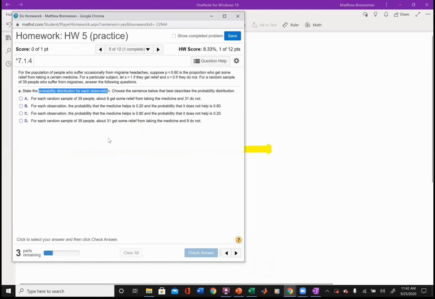So a little bit of this is language. We can throw some of these things out already because they're asking us about each individual observation, and this is talking about a random sample. So in my question selections, choices A and D are not relevant. So it's either B or C. For B, the probability the medicine helps, that is they get relief, is 20%. Well, that's wrong, it's 80%, and the probability that it doesn't is 20%. So for my problem, it's C.